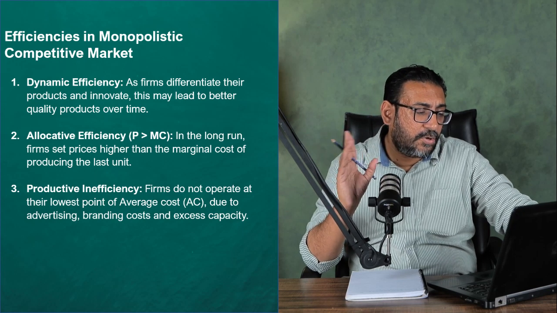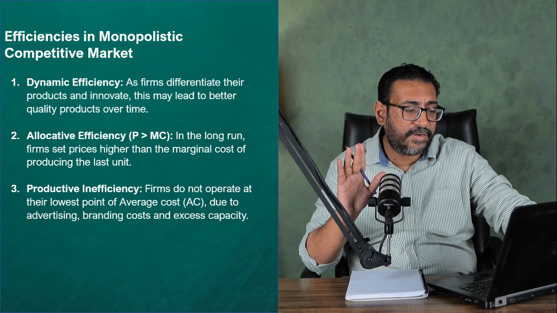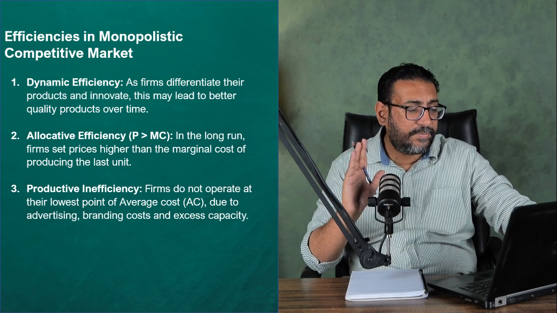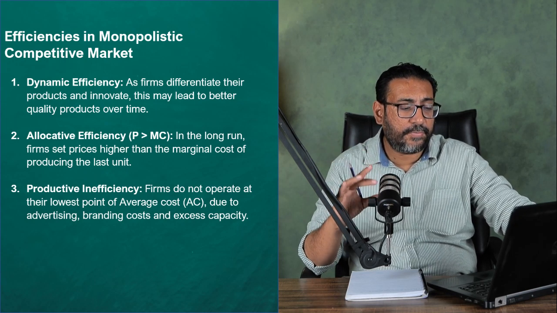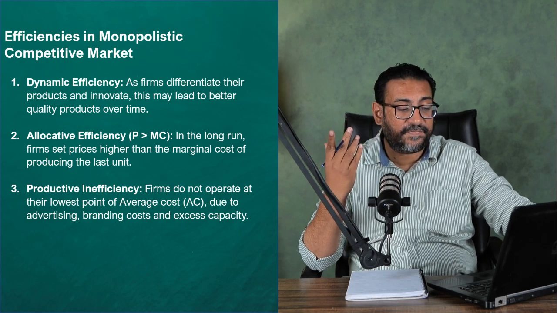Allocative efficiency: in the long run, firms set prices higher than marginal cost, so there will be allocative inefficiency. And firms will be productive inefficient also because firms do not operate at the lowest point of their average cost due to advertising, branding cost, and excess capacity.